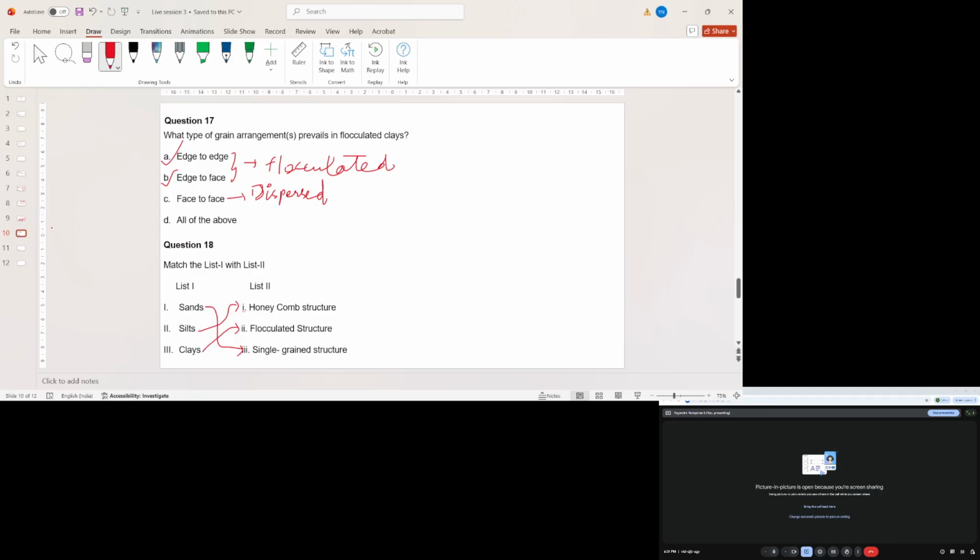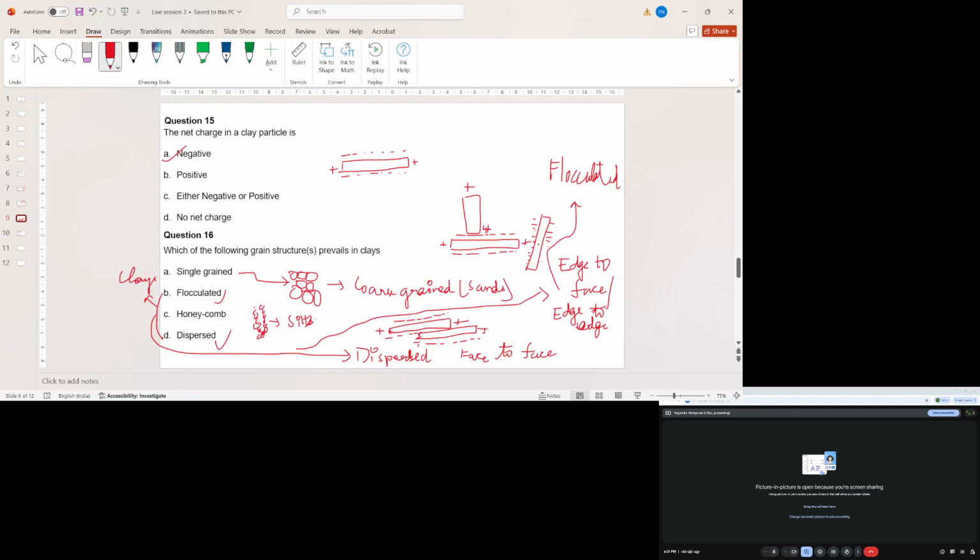This is due to the charged nature, where there is edge to edge, edge to face, and edge to edge. And due to some external agents, especially during loading, it is formed as dispersed. This is face to face arrangement.